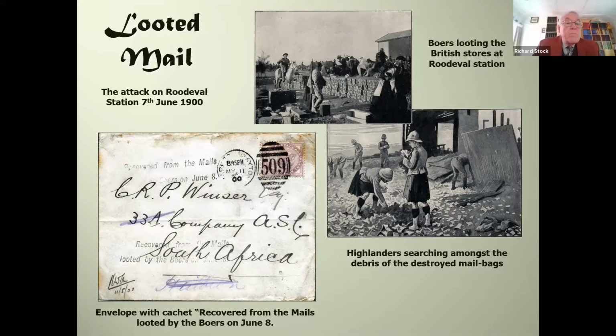All the mail was stamped "recovered from mails looted by Boers on June the 8th." Actually, that is incorrect, because it should read "recovered on June the 8th from mails looted by the Boers on June the 7th." Little bit of pedantry on my part.